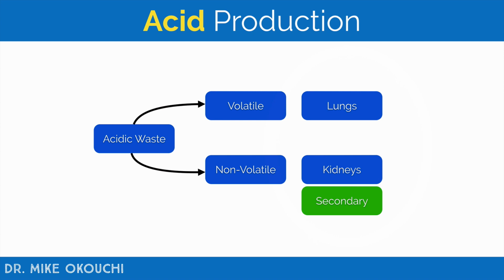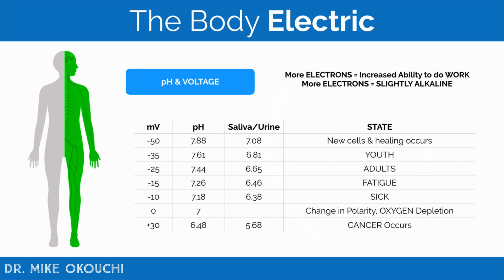Now, non-volatile components like uric acid and all these other types of organic acid metabolites have to go through other routes. One of them is the kidneys. The kidneys are one of the main acid-base balance organs in your body. If the kidneys get bogged down with acidic waste byproducts, then it has to go through secondary routes. And secondary measures are taken to buffer out that acidic waste, because your body does not like to go above certain thresholds on the pH scale.